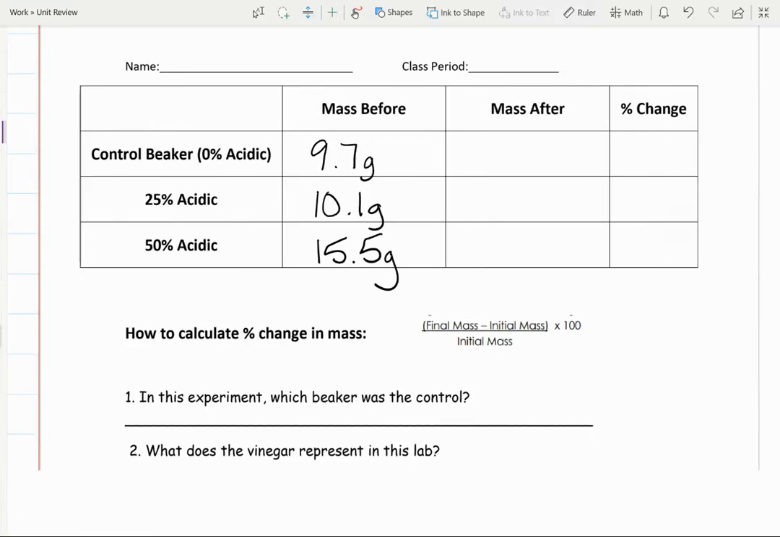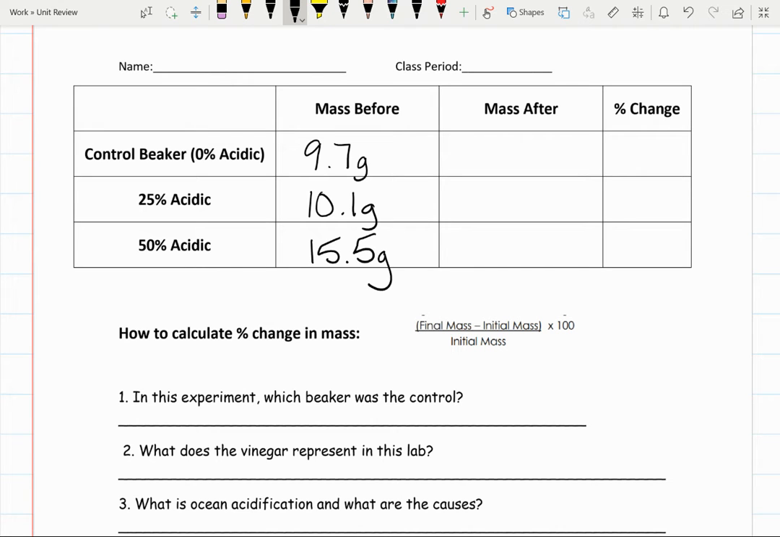Okay, so there I was explaining the lab that we did. So like I said, the control beaker had 0 acid added to it. It was just plain salt water.